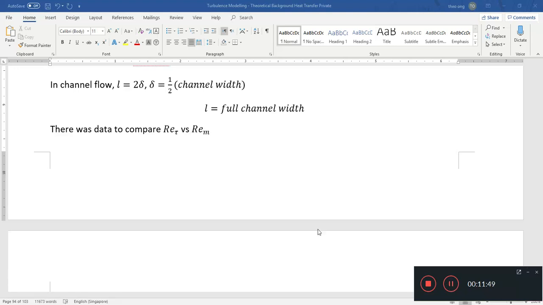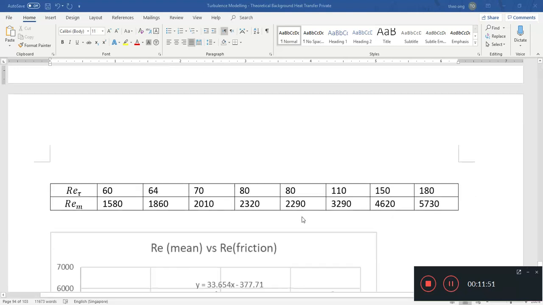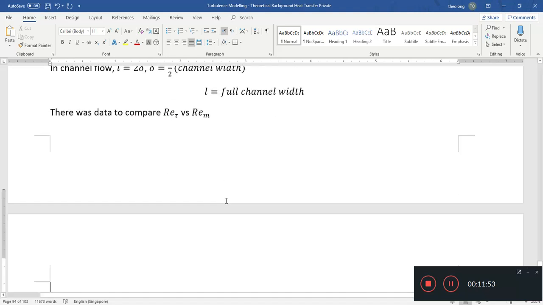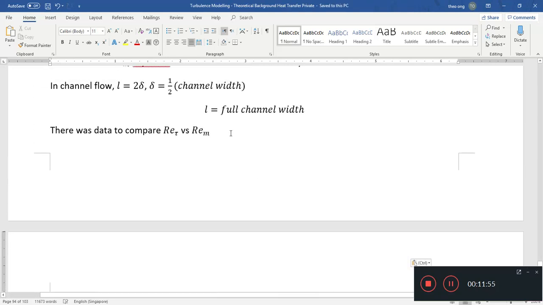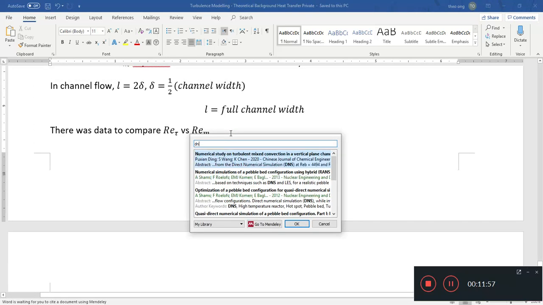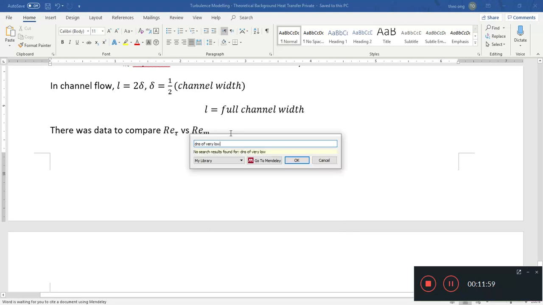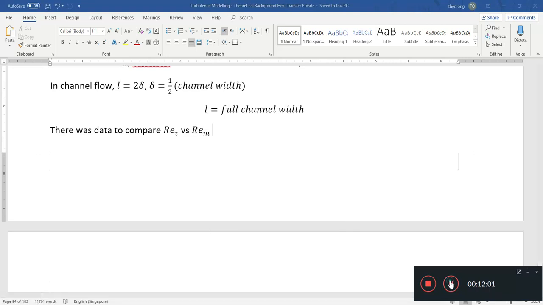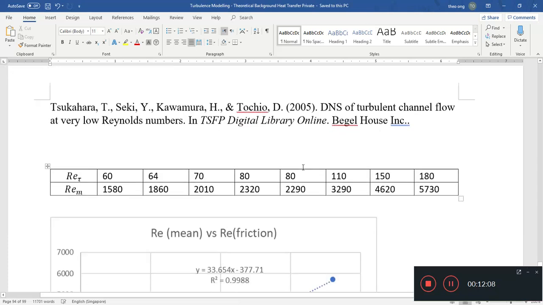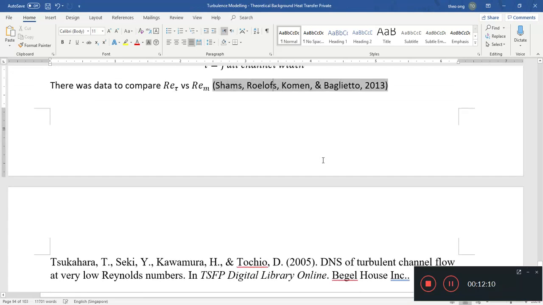Okay, let me paste this here. This should go into the video description. Oh, very low. I haven't added that in yet. Oh no, it's lagging. Wrong paper, wrong paper.